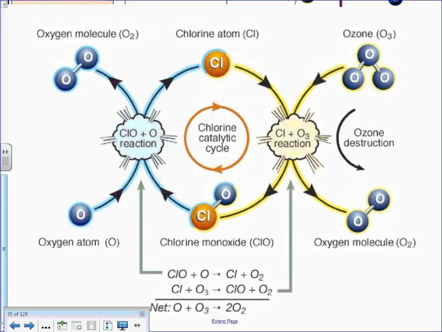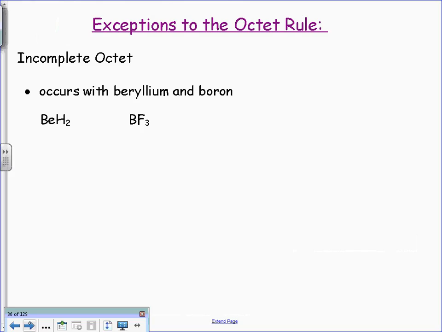We learned so much. I know. We have one more. I have 2 more minutes. Can you draw an incomplete octet, meaning not a complete octet, for beryllium dihydride and boron trifluoride? Draw those for me, and then I'm done.